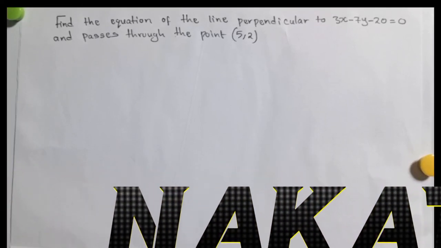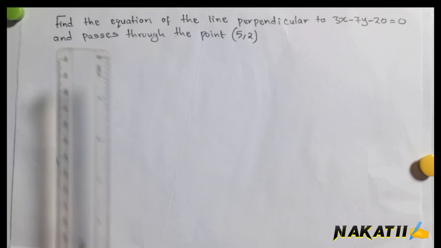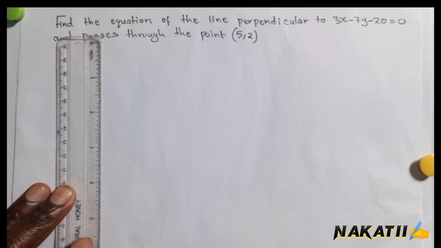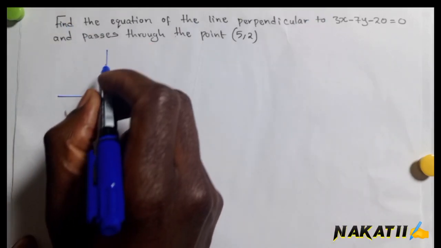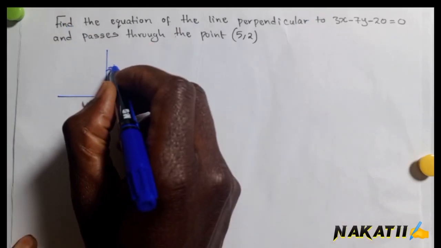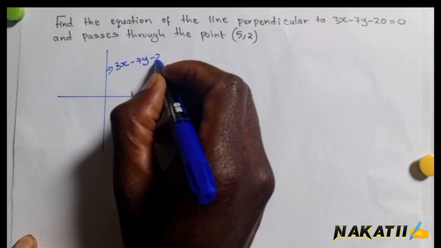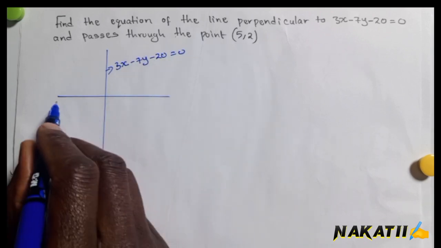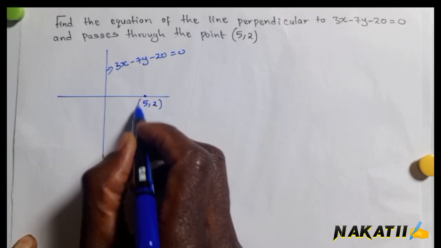Let's look at this one here. It says find the equation of the line perpendicular to 3x minus 7y minus 20 equals 0 and passes through the point (5, 2). When you draw those two lines, the equation of this line is given as 3x minus 7y minus 20 equals 0, and this line passes through point (5, 2).